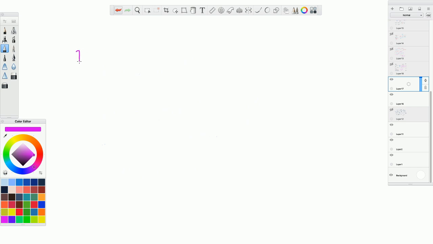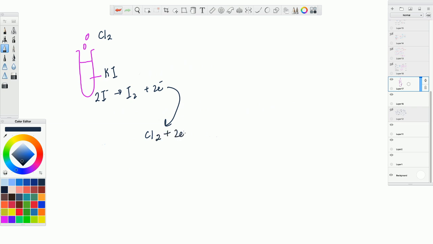One way is just use a test tube. So you can just put potassium iodide inside here, chlorine here, right? So iodide loves to give away electron, so it gives its electron. Chlorine loves to take electron, so it's a win-win solution.